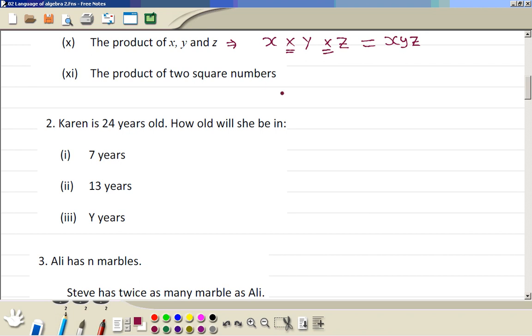The product of two square numbers, so m squared times n squared, or we can just write m squared times n squared. This can also be written as mn all squared.